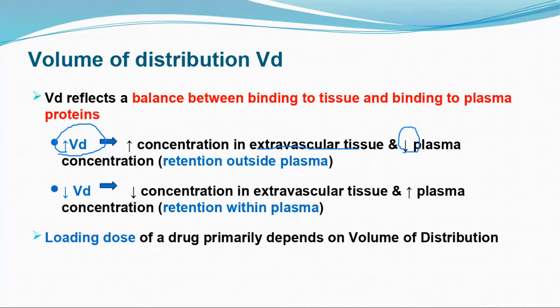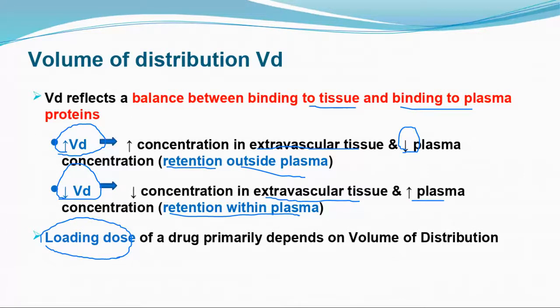يعني الدراج is retained فين؟ retention اكتر outside the plasma. اللو فوليوم ديستريبيوشن معناها ان الدراج concentration في الاكسترا فاسكولار تيشو is low لكن high في البلازما، يعني الدراج is retained more في البلازما. ده بيديني indication للبالانس ما بين binding to the tissue and binding to the plasma proteins. تمام. هيفيدني في ايه؟ هيهمني في ايه الفوليوم ديستريبيوشن ده؟ هيأثر لي على اللودنج دوز، وهنعرفها دلوقتي.